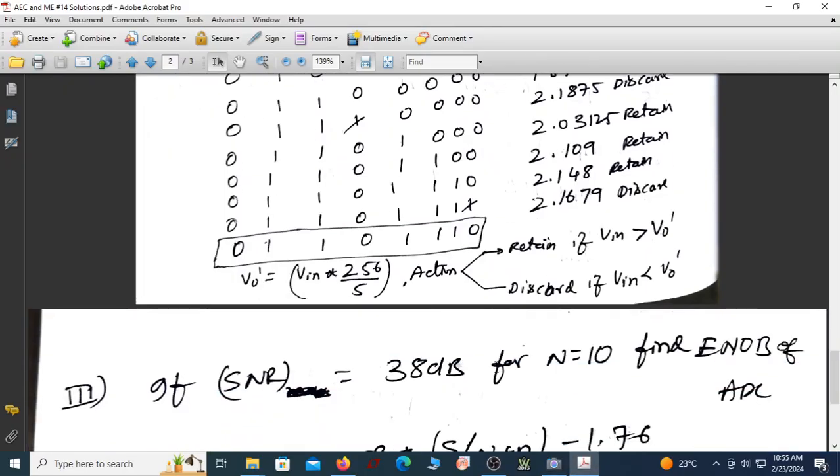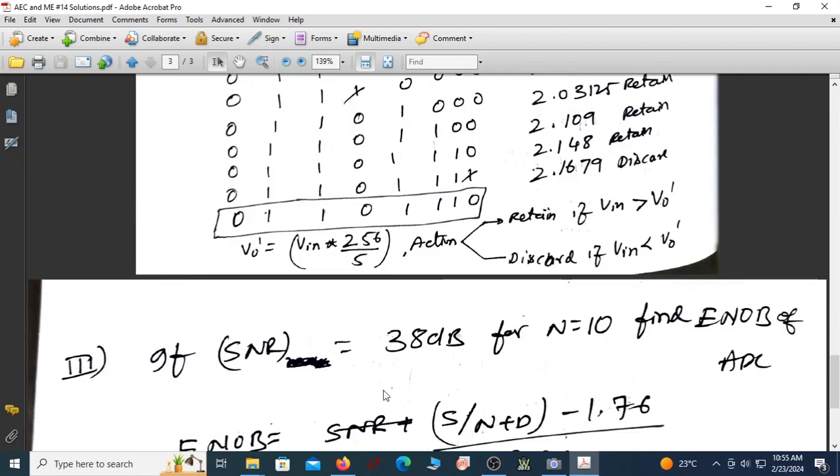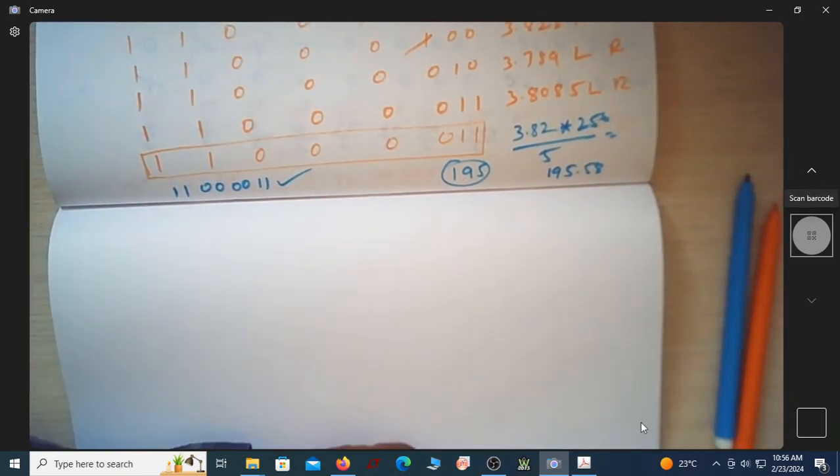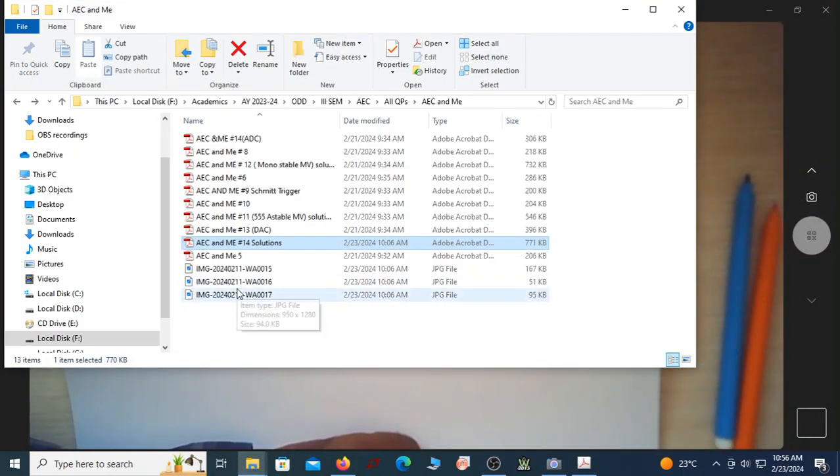Okay, let us see. There is one more problem. We are asked to find out E and OB. So let us just speak about this E and OB for a minute. For that I need an interesting image.